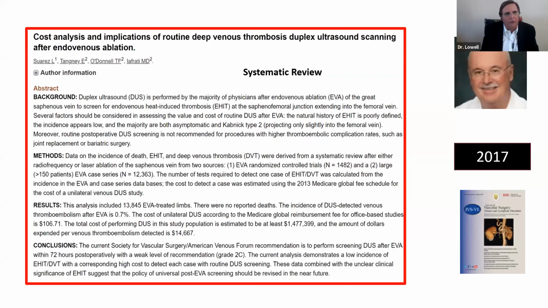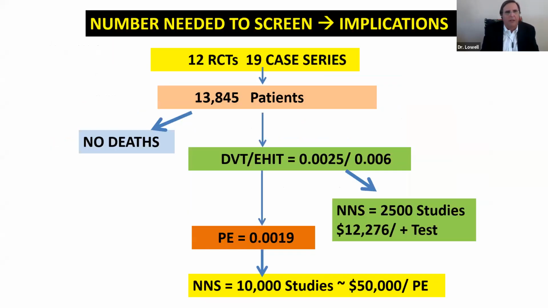If we look at another study done by O'Donnell's group, the cost analysis and implications of routine deep venous thrombosis duplex ultrasound scanning after endovenous ablation, you can see what he did in terms of the numbers needed to screen and the implications. There were 12 randomized controlled trials. There were 19 case series. There were about 14,000 patients with no death.